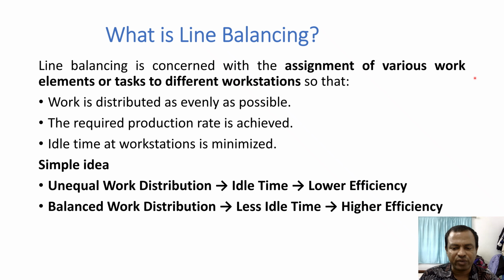So assignment of various work elements or tasks to different workstations is known as line balancing. Simply we can say, if there is unequal work distribution, then idle time will be there, so that will lead to lower efficiency. If balanced work distribution is there, then there is less idle time and higher efficiency.